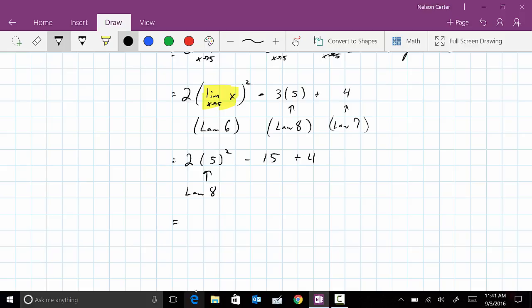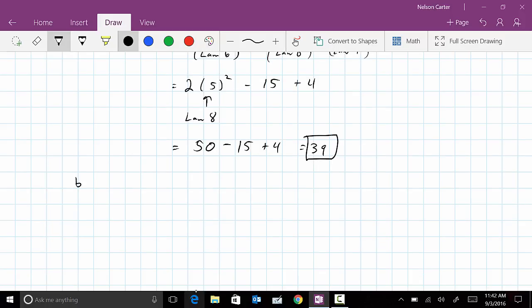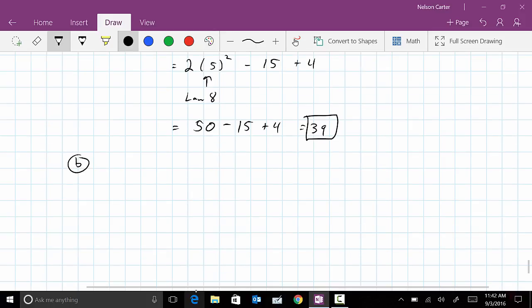So now we've got numbers. 5 squared is 25. 25 times 2 is 50, so we have 50. We're going to have to take away 15. When we take away 15, that's going to leave us 35. Then we're going to add 4 more, and we're going to get 39. So the whole thing is 39. Okay, let's do another one, B.